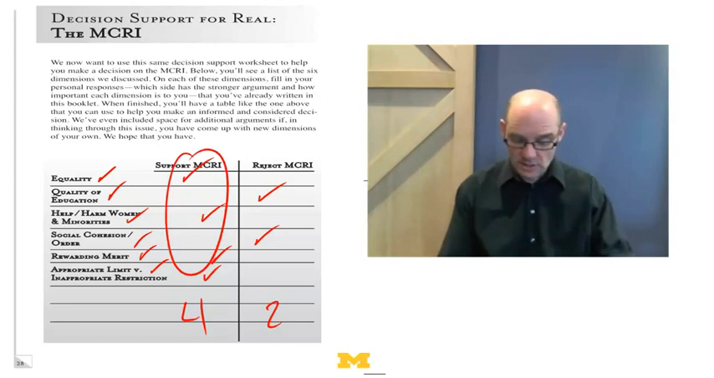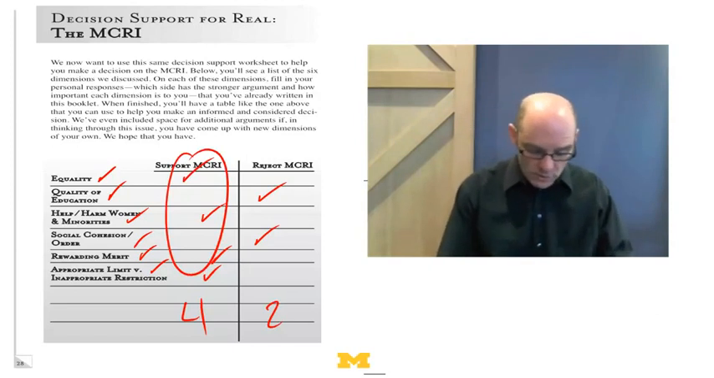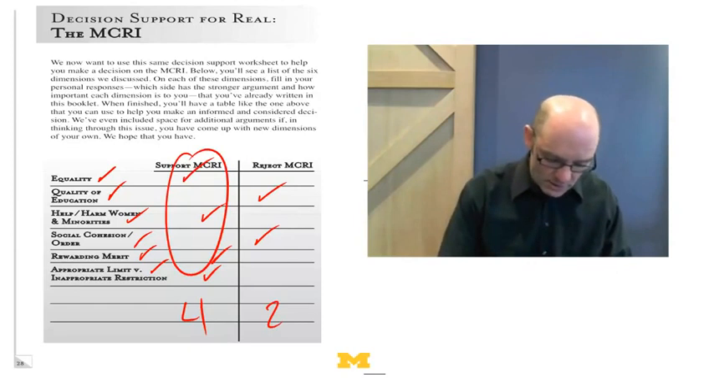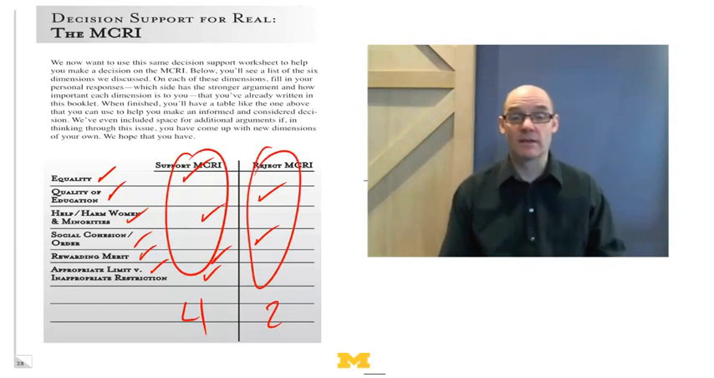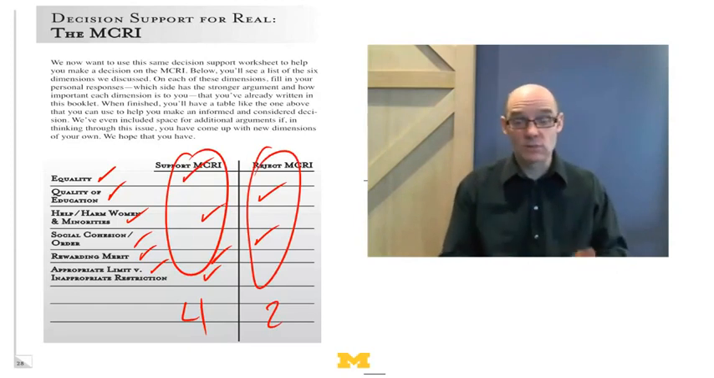Or alternatively, someone might read through these things and say, boy, on every one of these dimensions, I think we should reject the MCRI and vote against it. So this was a guide to help people recognize the dimensions, weigh the alternatives along those dimensions, and then make hopefully more informed choices.